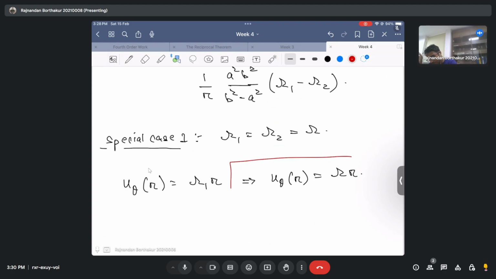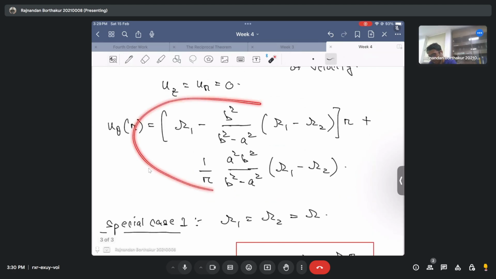So this is what my u theta turned out to be, if I consider that both the cylinders having radii a and b are rotating at the same angular velocity omega. Okay. Now, before proceeding, I would look into a second special case. I hope this is clear. We are just substituting the value of omega 1 and omega 2 into this expression of u theta. That's it. That's all what we are doing.